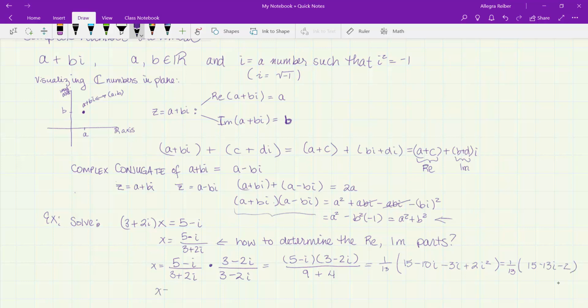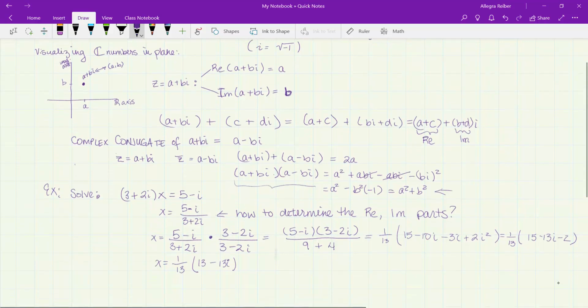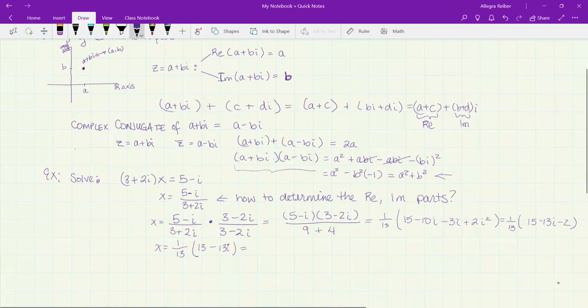So I find out that this number I was looking at the end of the day was actually 1/13 times 13 minus 13i. And by the way, I made this up by hand, so it's not the case that these would always come out this cleanly. But in this case, we do actually end up with 1 minus i. This is how you can divide complex numbers.